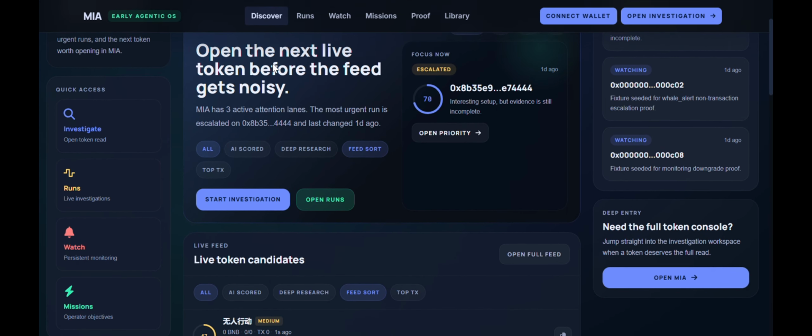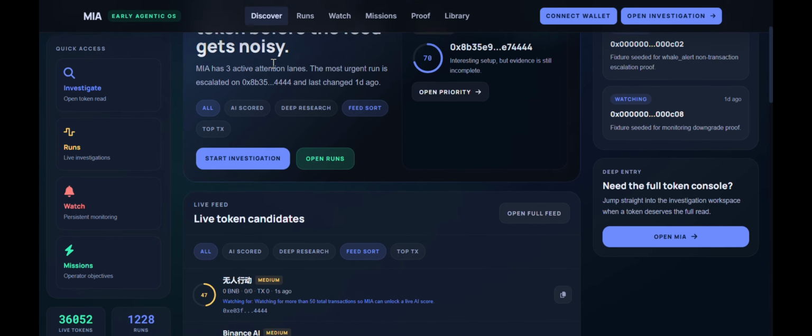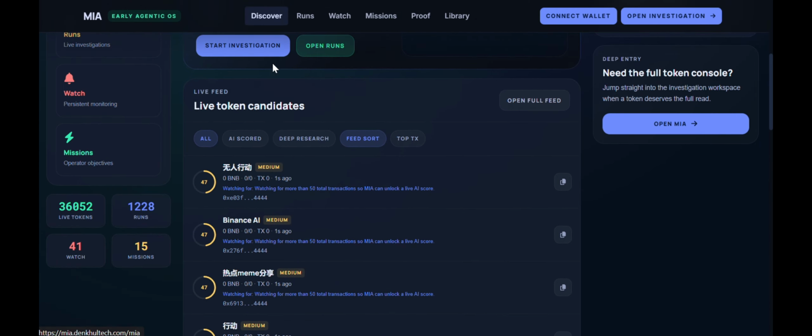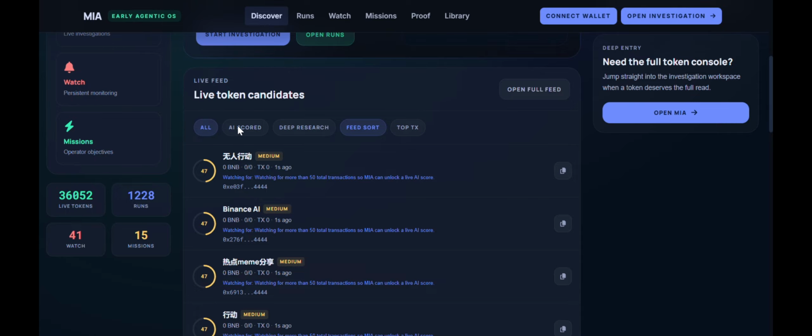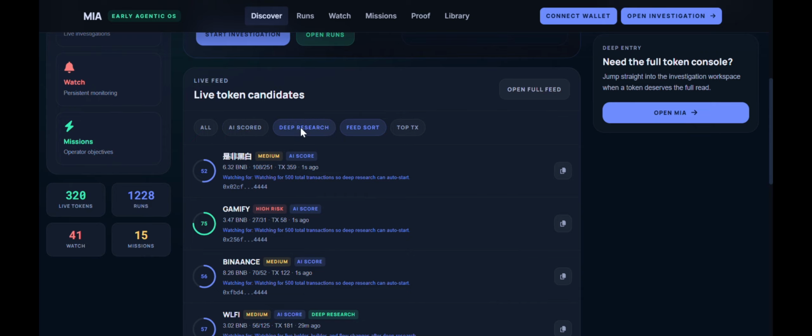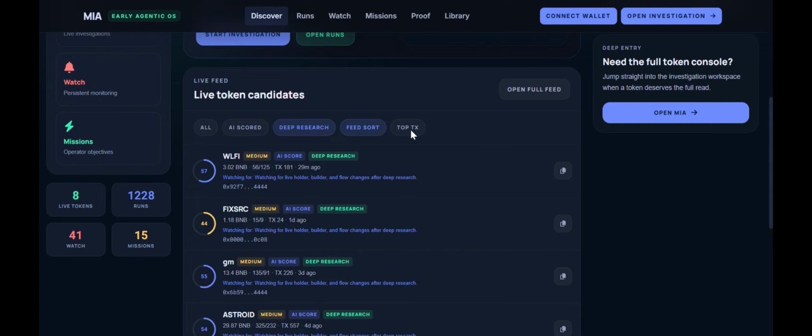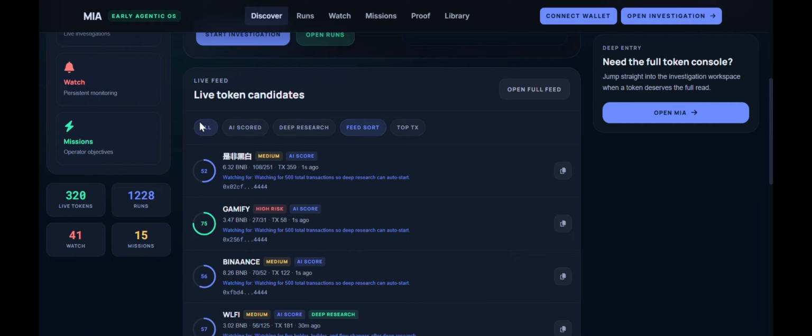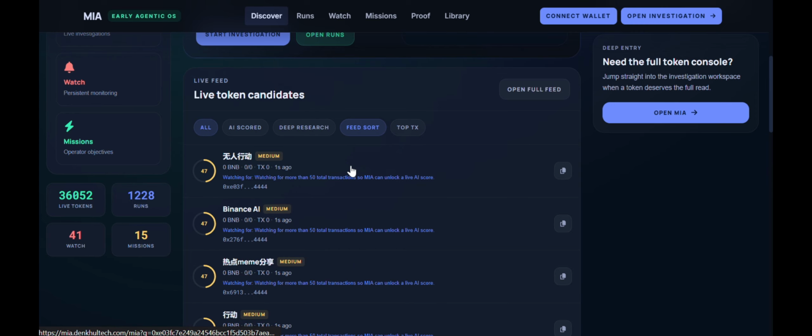MIA turns each serious token into a live investigation. Instead of treating token analysis like a static page or a one-time report, MIA creates an AI-native workflow for research, monitoring, and ongoing revision. The result is not just a summary. It is a system that stays attached to the case and keeps tracking what matters.